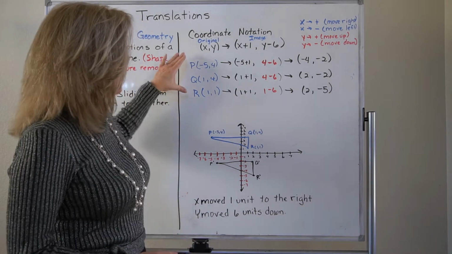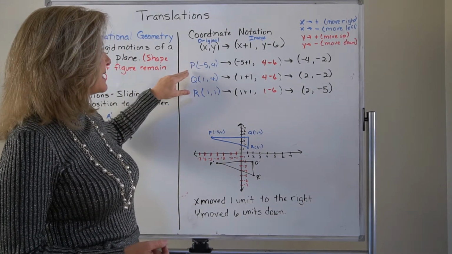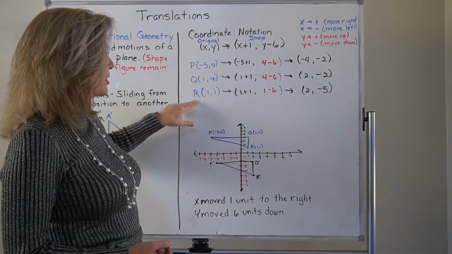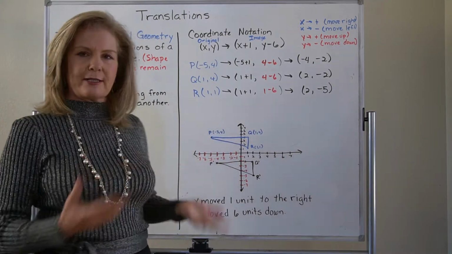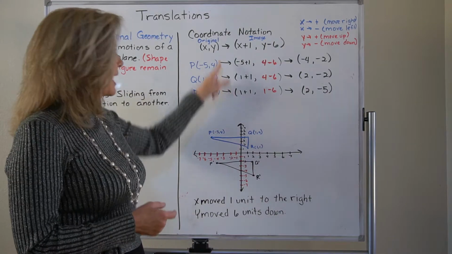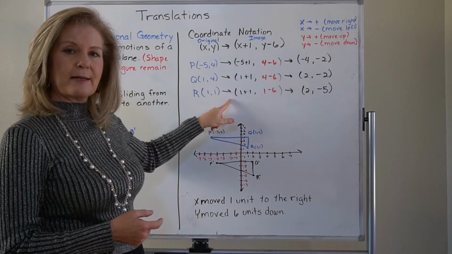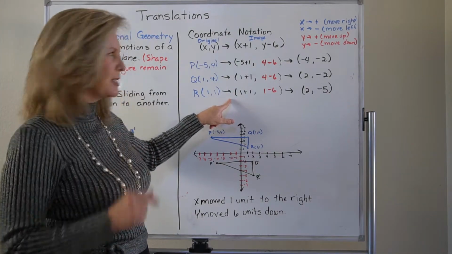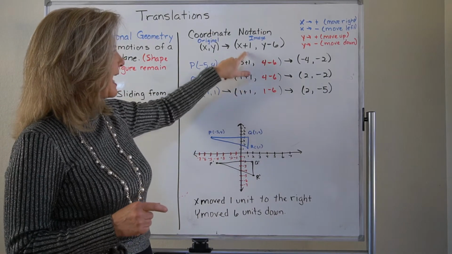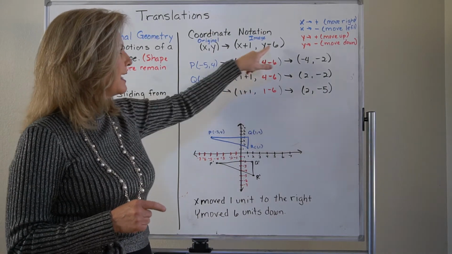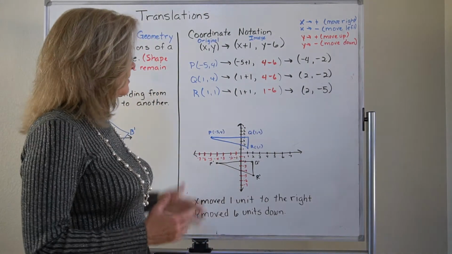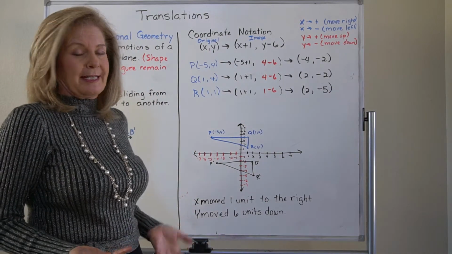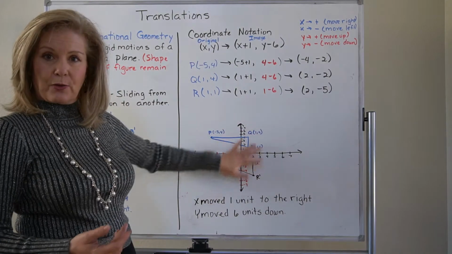All right, so I've been given these 3 points. P is (-5, 4), Q is (1, 4), and R is (1, 1). Here we can see that's my original figure. It's a triangle. And I've been told I want to move this by a translation, and I know it's a translation because I see an x plus 1 and I see a y minus 6, so I'm sliding it. I literally just put the coordinates in. I don't have to do it on the coordinate plane.